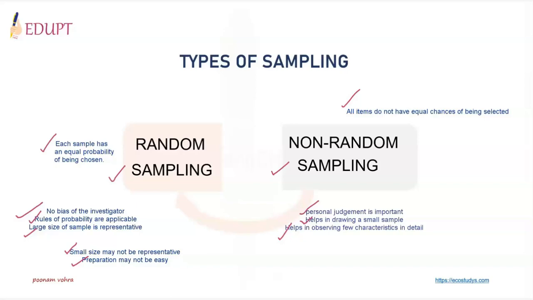But it also has its demerits. It is not based on probability, so it does not guarantee any accuracy. And secondly, the selection of items may be affected by personal bias or prejudice.